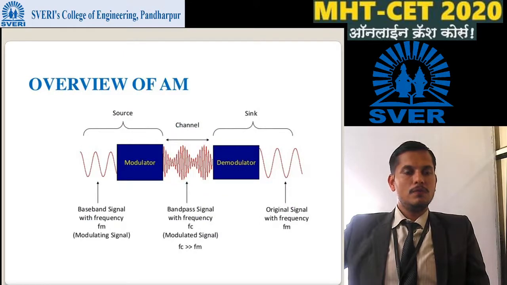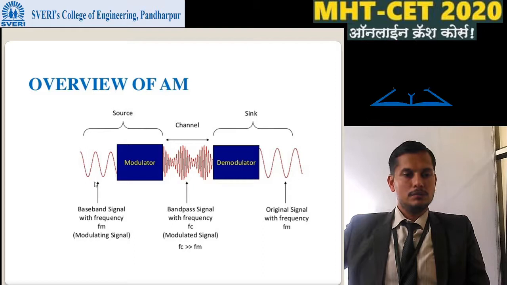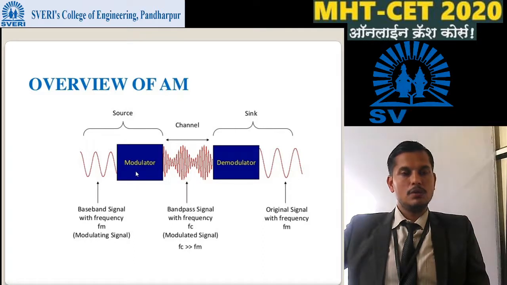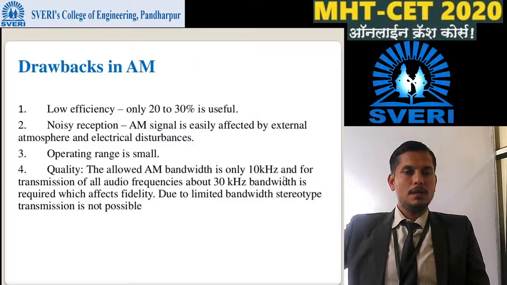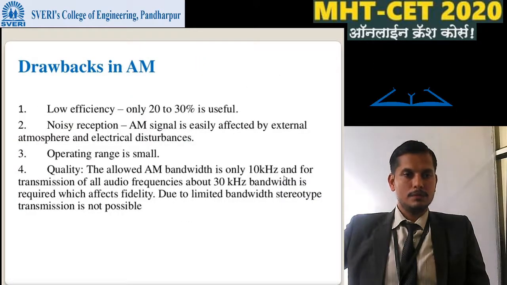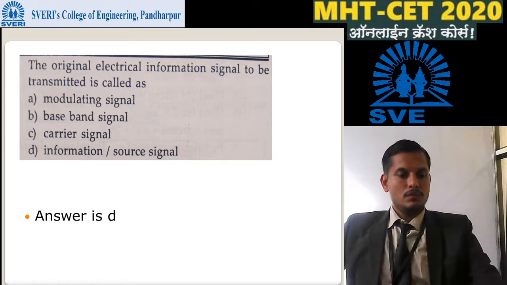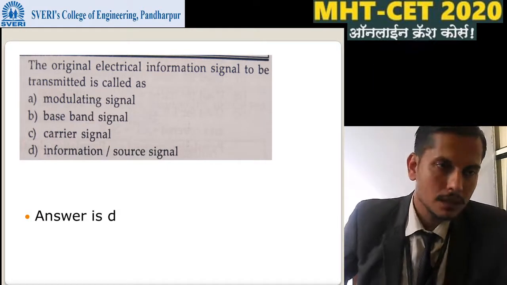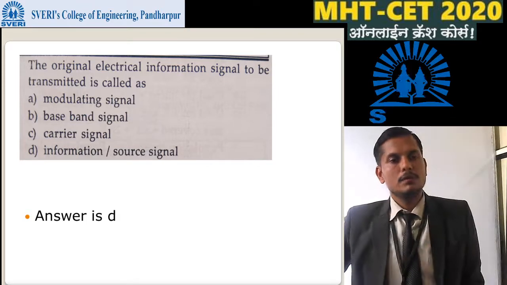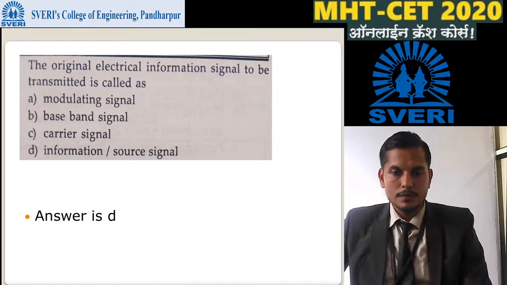Then an overview of amplitude modulation, where the base signal or original signal gets modulated and through the channel we send this modulated signal. Through the demodulator, once again we get the original signal. Some applications, and of course some drawbacks. Now, related to this, some descriptive MCQs are there. So one by one we can check these MCQs.